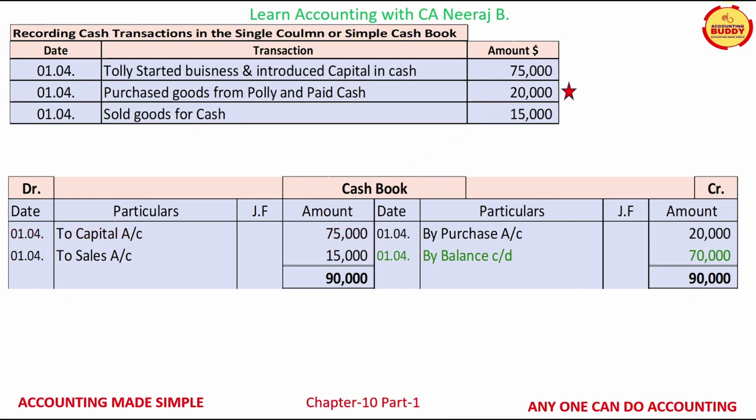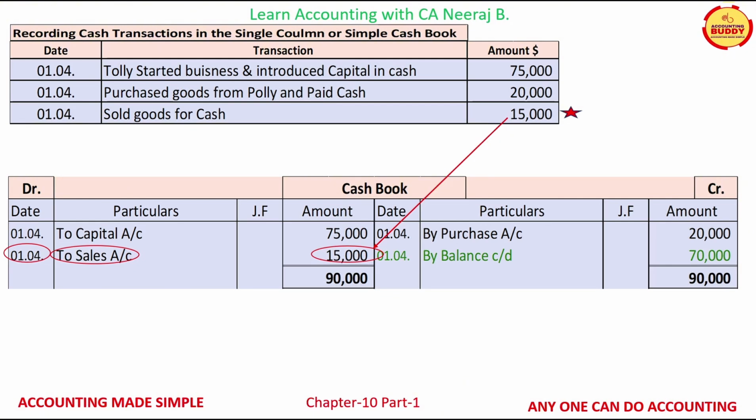On 1st April, business purchased goods from Polly for cash amounting to $20,000. This cash outflow entry of $20,000 will be recorded on the right hand credit side of the cash book on 1st of April by writing the words "by purchase account." On 3rd April, business sold goods worth $15,000 on cash. This cash inflow transaction of $15,000 will be recorded on the left hand debit side of the cash book on 1st of April by writing the words "to sales account."